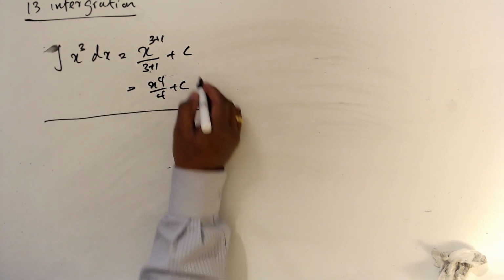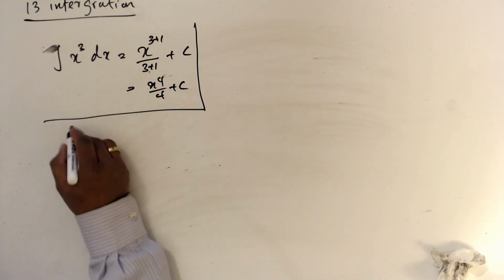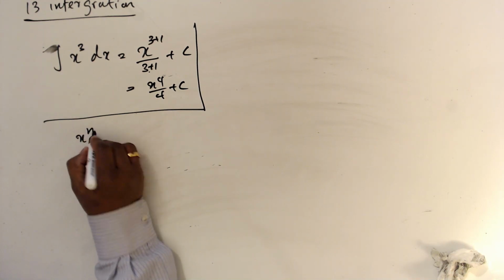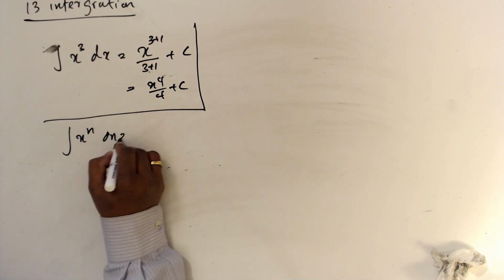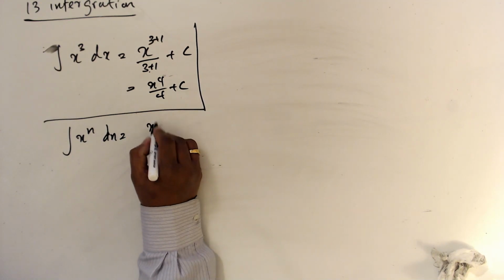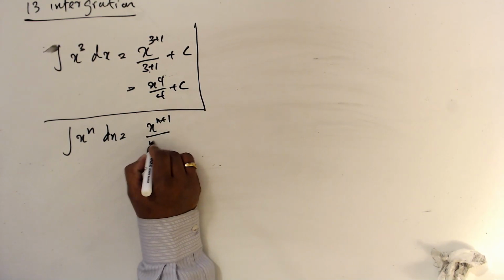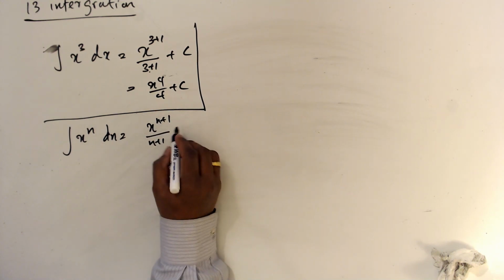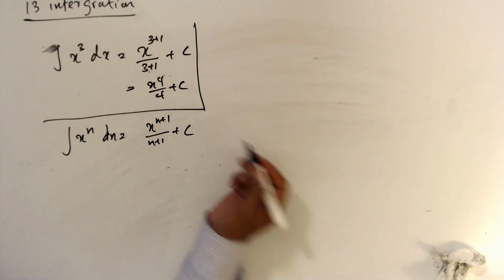Now I am going to explain. If it is x to the power n dx, what is the integral of x to the power n? x to the power n plus 1: add 1 and divide by that power, so that is n plus 1, plus c.